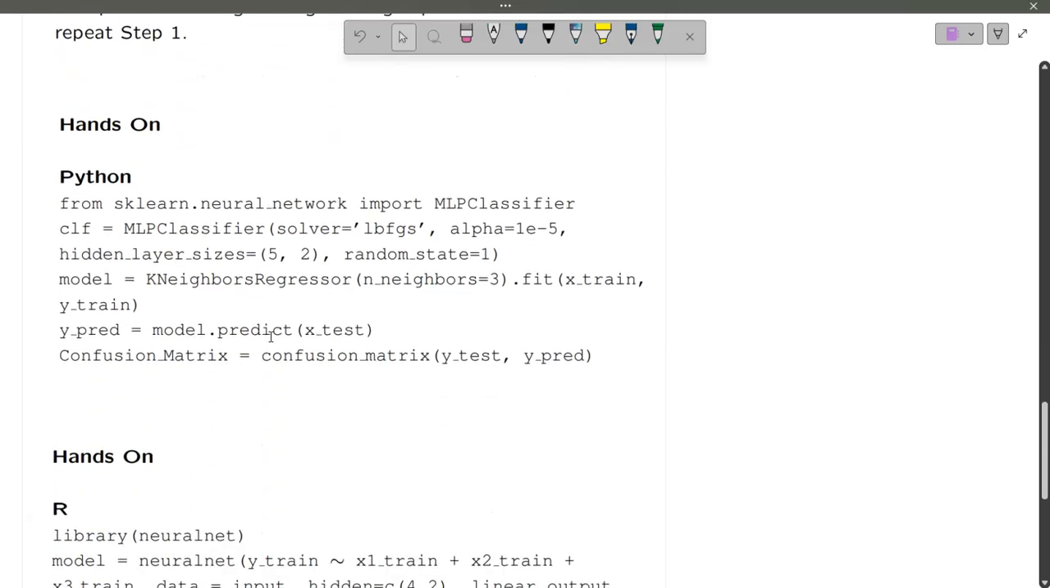Some hands-on Python code. From sklearn.neural_network import MLPClassifier, clf equal to MLPClassifier, solver, alpha equal to 1e to the power minus 5, hidden layer sizes 5, 2. So we are configuring the hidden layers, 5 nodes and 2 layers. So there are 10 hidden nodes, random state equal to 1. So this is the model. Then ypred equal to model.predict(xtest), confusion matrix ytest ypred as usual.